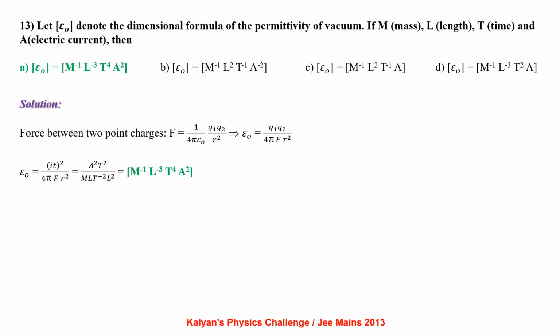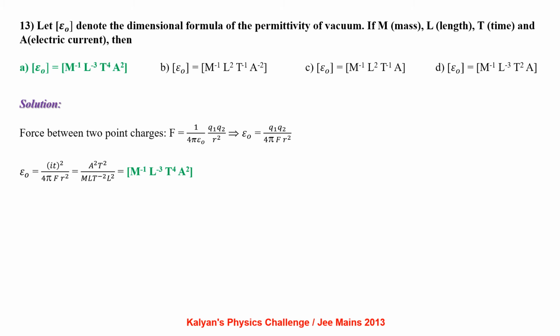Let epsilon naught denote the dimensional formula of permittivity of vacuum. If M is mass, L is length, T is time and A is electric current, then we can use the force between two point charges formula for this purpose. F equal to 1 by 4 pi epsilon naught Q1 Q2 by R square. From there, epsilon naught equal to Q1 Q2 by 4 pi F R square.